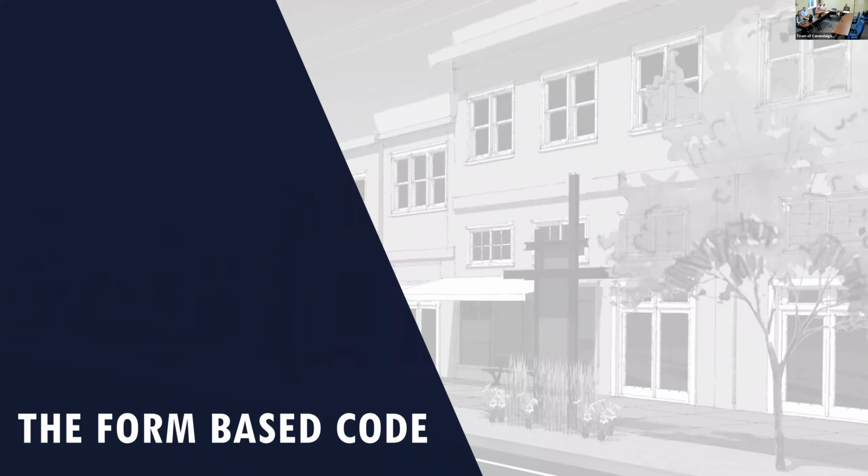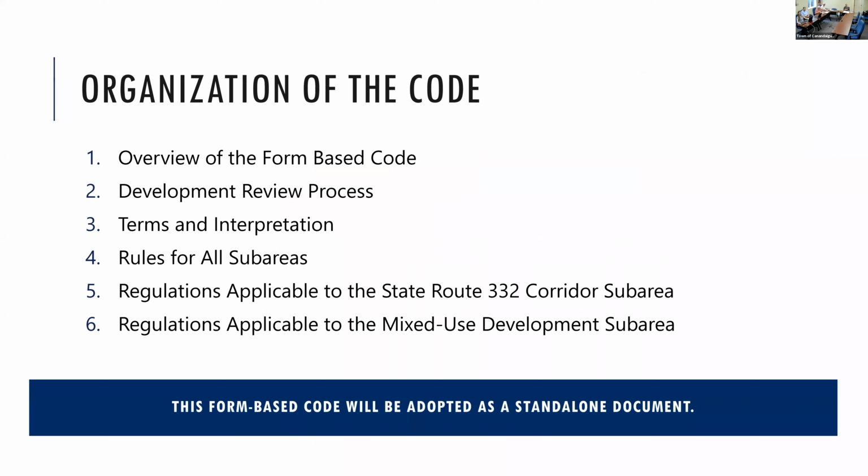So the organization of the code is really broken down into six primary elements. The code document itself, which hopefully everyone has a copy of, and I can share if anyone in the room wants to skim through a copy, gives some background context and an overview of the form-based code. We'll talk more about the specific elements in this section of the code. It has a section that clearly defines the review process, and a section with terms and definitions.